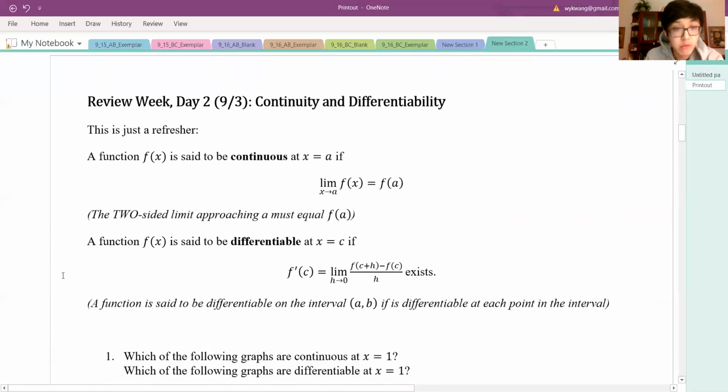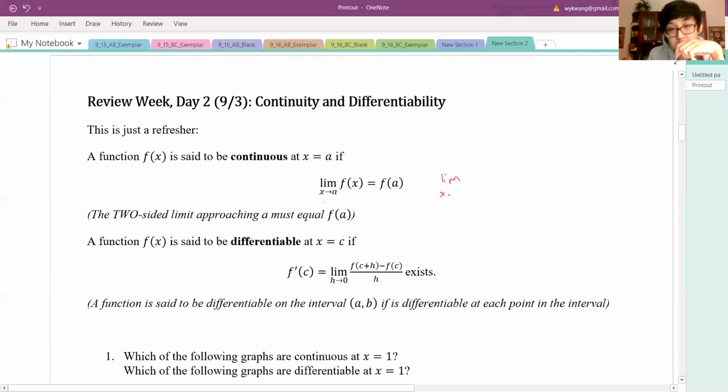But quick refresher, a function f of x is said to be continuous at x equals a if the limit of f of x as x approaches a is equal to f of a. Now remember, what does this mean, right? This aspect is really important. The limit of f of x as x approaches a. That means the two-sided limit must exist, right?